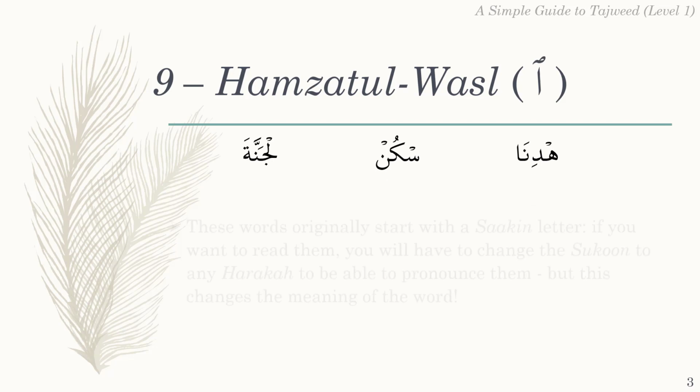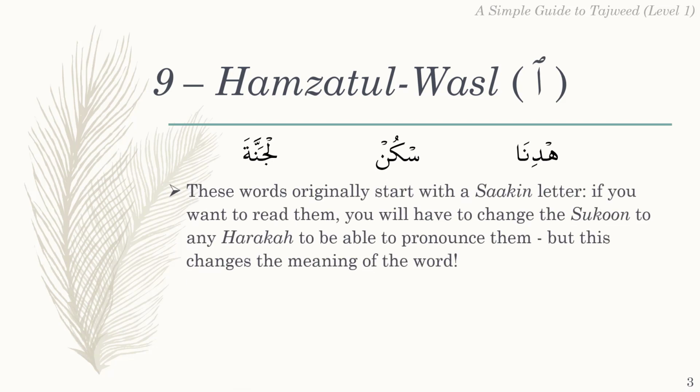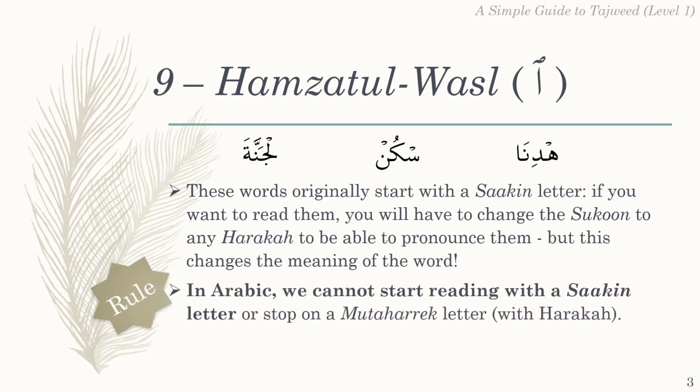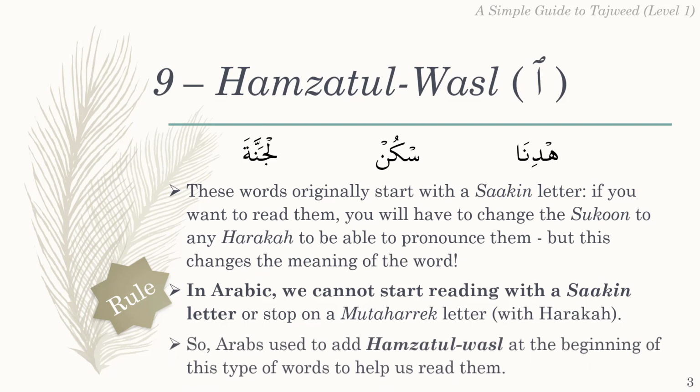Hamzatul Wasl. These words originally start with a second letter. If you want to read them, you will have to change the Sukoon to any Harakat to be able to pronounce them. But this changes the meaning of the word. As you recall, we mentioned in lesson 2b that in Arabic we cannot start reading with a second letter or stop on a mutaharrik letter. So, Arabs used to add Hamzatul Wasl at the beginning of this type of words to help us read them.